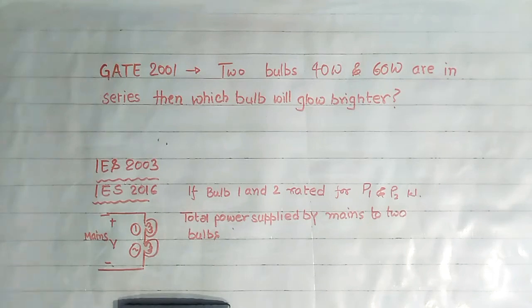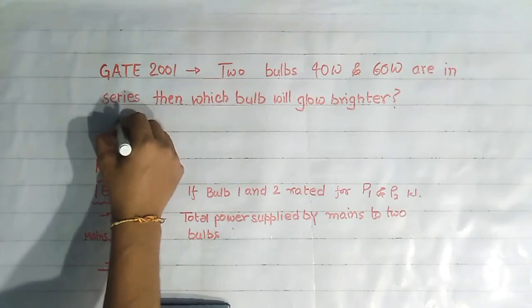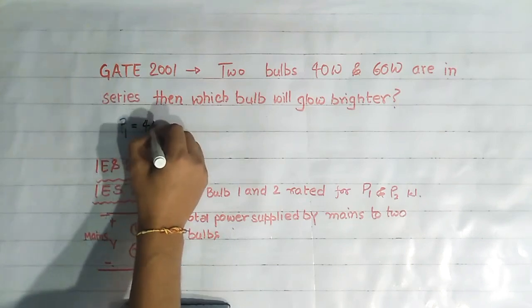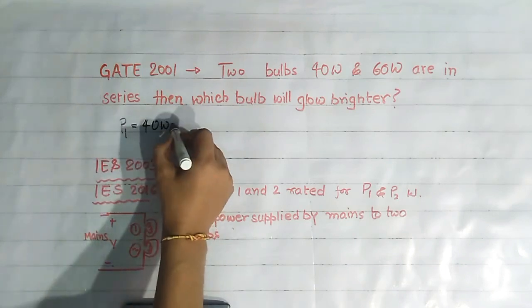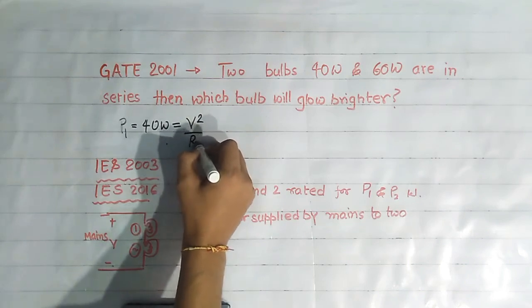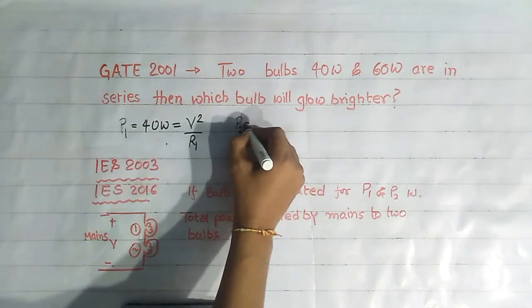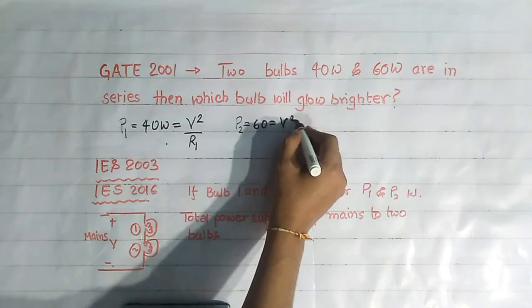Now see this question that has been asked in GATE 2001. Here two bulbs of 40 watt and 60 watt are connected in series. Then which bulb will glow brighter? So we know that bulbs are given with rated voltage, and here power P1 is 40 watt. That is for bulb 1. And we know that P is equals to V square by R. And here R1 is the resistance of bulb 1. Similarly, we can write for bulb 2, P2 is equals to V square by R2, where P2 is 60 watt.